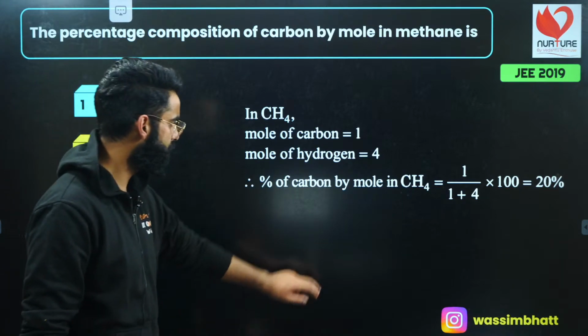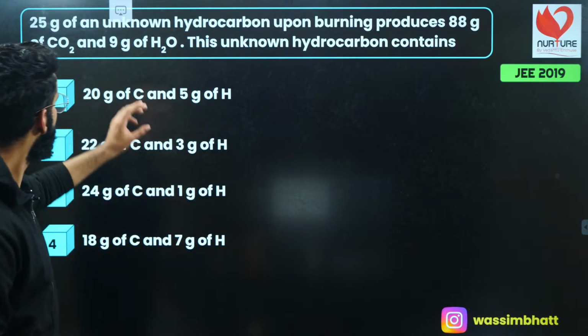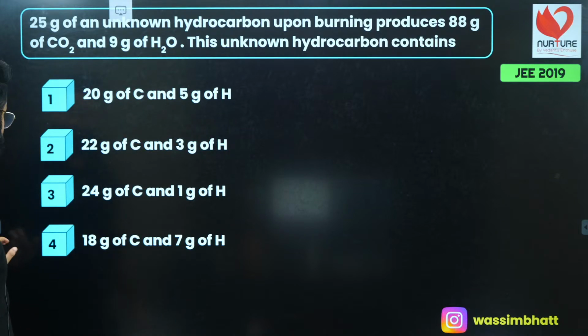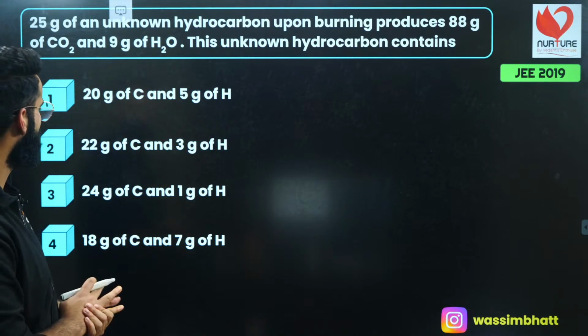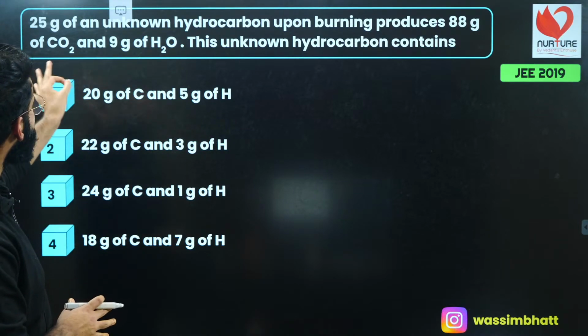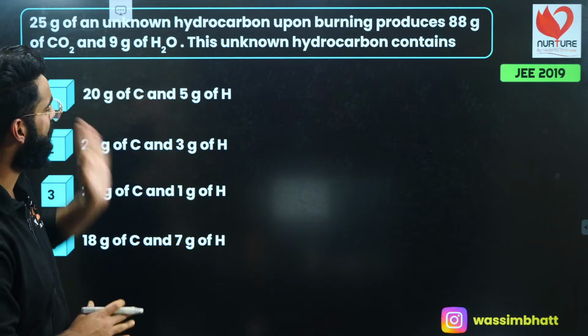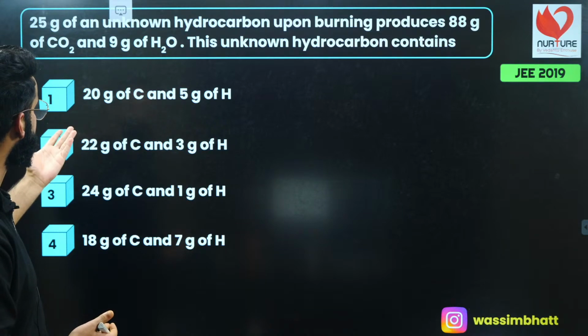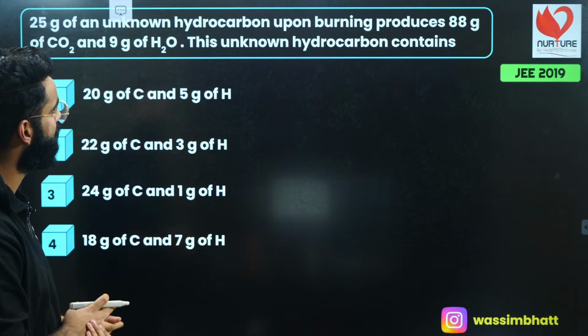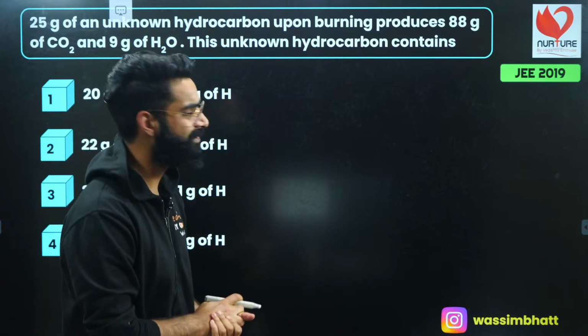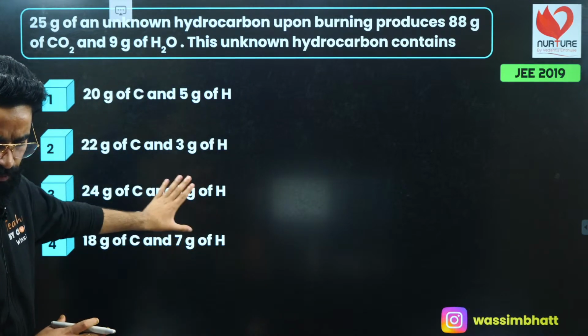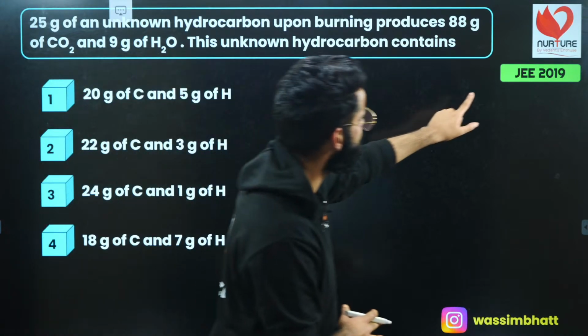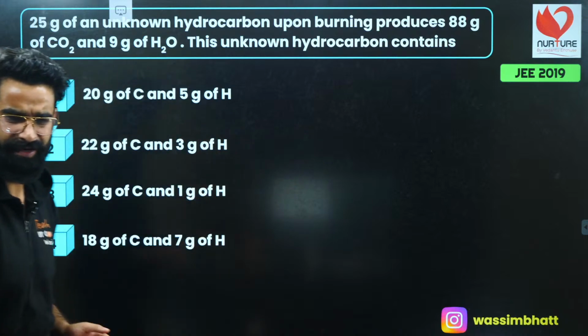Perfect, guys. Let's move on to one more question. This is one more question over here. What is the question all about? 25 grams of an unknown hydrocarbon upon burning produces 88 grams of carbon dioxide and 9 grams of water. This unknown hydrocarbon contains, okay, this is the question, and the question was asked in JEE 2019. That means 2 years back, right?